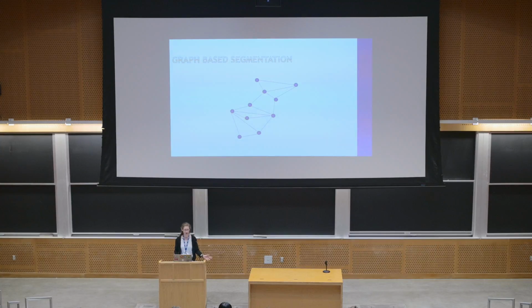So as an example, if this is our graph, here's a possible segmentation. We're going to cut those two edges, and now we're left with two segments, A and B. So when we cut those two edges, we're left with two disjoint graphs, and therefore two classes, A and B.